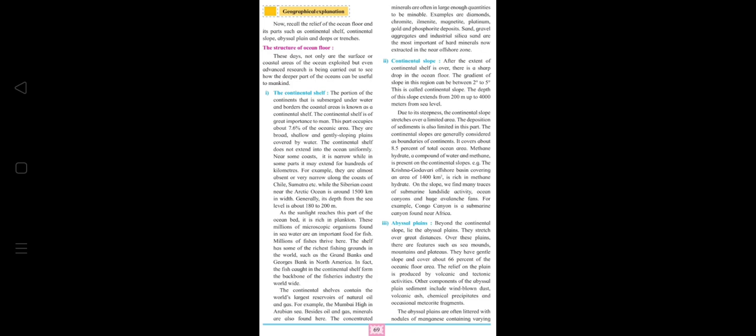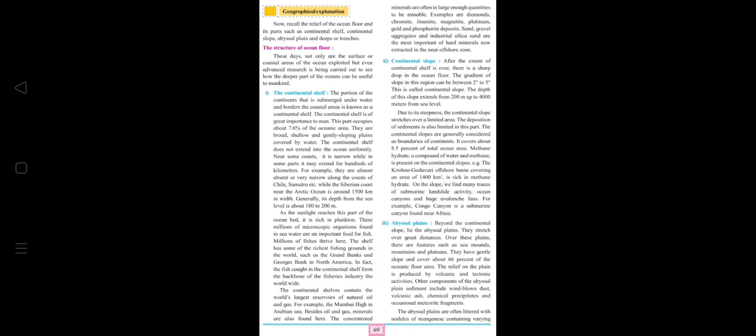Next, we come to the structure of the ocean floor, that is the continental slope. After the extent of the continental shelf, when the continental shelf, students, gets over, the continental slope starts. So there is a sharp drop in the ocean floor. The gradient of slope in this region can be 2 degrees to 5 degrees. This is called the continental slope. The depth of this slope extends, the depth means how deep it is, from 200 meters up to 4000 meters from sea level.